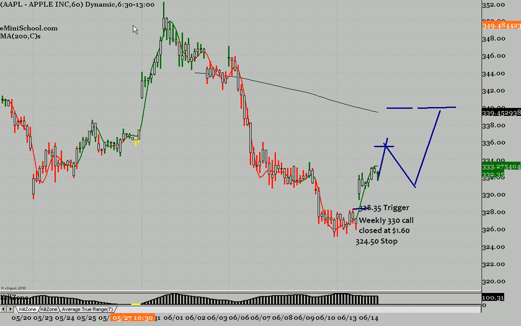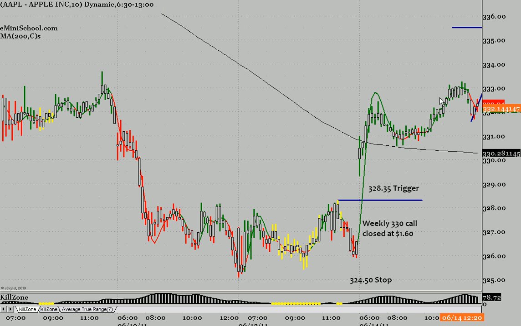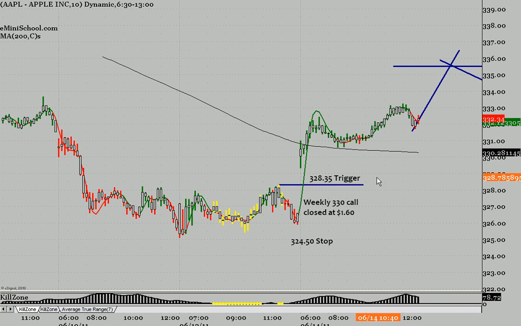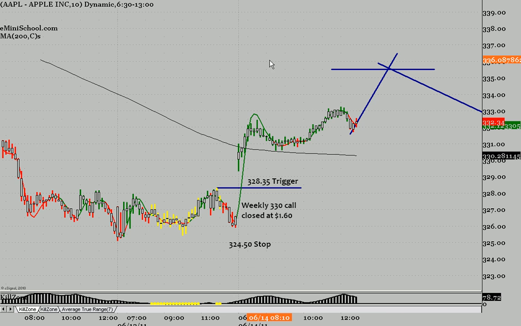Okay, so this is a 60-minute chart. In reality, it's all going to look like one leg. Okay, that's why we use multiple time frames, so we can see those minor waves inside of that one leg. That's going to help us pinpoint where we want to exit the trade.